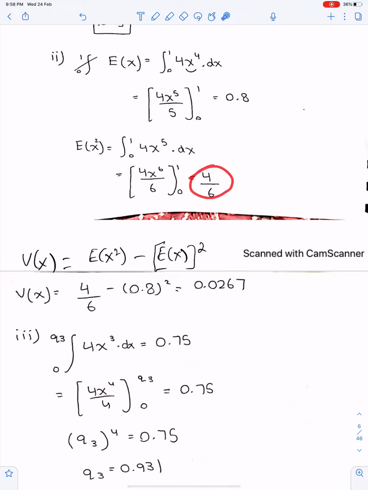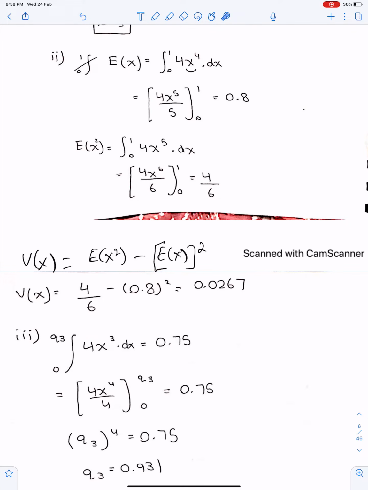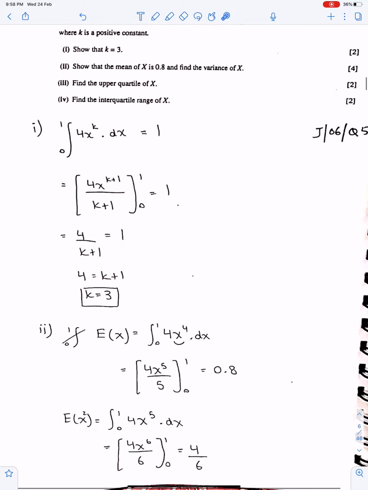So this is 4/6, it's here, and the mean is 0.8. This is the answer of the variance. You must give your answer up to 3 significant figures. Now you need the upper quartile.